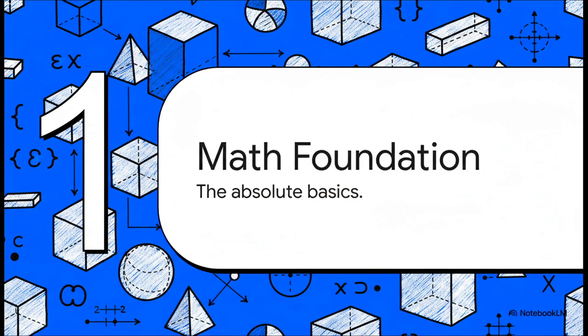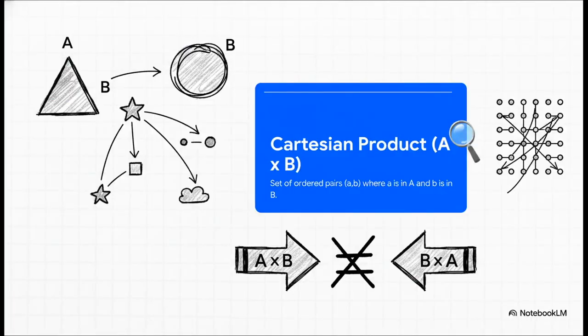We are starting with the absolute basics here. Everything begins with the Cartesian product. I want you to think of this as the grand universe of all possible connections. A cross B is the set of all ordered pairs (A, B). Now, the absolutely critical word here is ordered, because order matters. You have to remember that A cross B is generally not equal to B cross A. Think about it. If set A has 3 elements and set B has 4, their Cartesian product will have exactly 12 unique ordered pairings. This is your raw material.